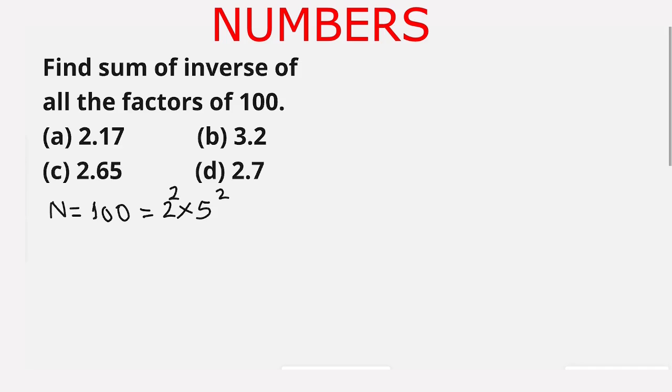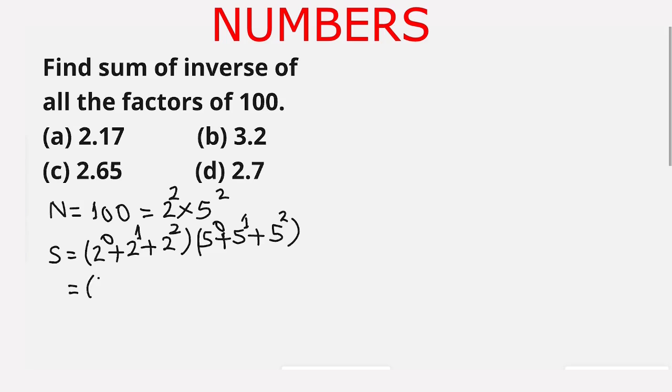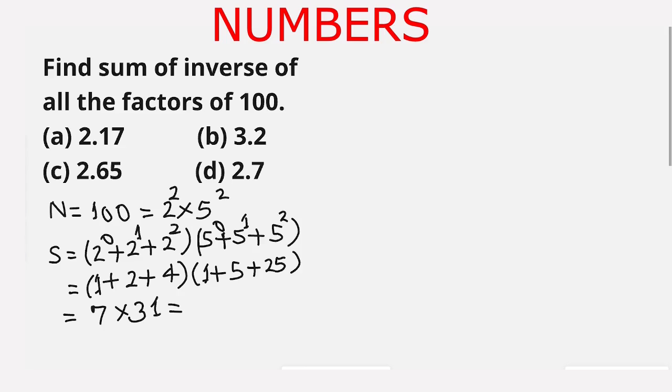Now first we have to find the sum of factors, and sum of factors S is given by 2 to the power 0 plus 2 to the power 1 plus 2 to the power 2 multiplied by 5 to the power 0 plus 5 to the power 1 plus 5 to the power 2, and this is equal to 2 to the power 0 is 1 plus 2 to the power 1 is 2 plus 2 to the power 2 is 4 multiplied by 5 to the power 0 is 1 plus 5 to the power 1 is 5 plus 5 to the power 2 is 25. 1 plus 2 is 3 plus 4 is 7 multiplied by 1 plus 5 is 6 and 6 plus 25 is 31, and 7 times 31 is 217. 7 times 1 is 7 and 7 times 3 is 21, so it is 217.